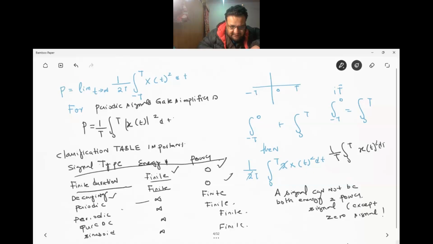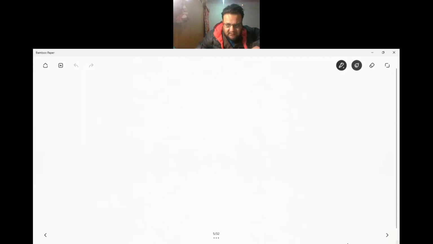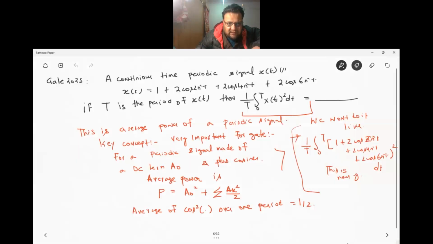A periodic signal has infinite energy and finite power. Remember, a power signal has infinite energy, whereas an energy signal has zero average power. So this is the case scenario over here. The table I've already made. Okay, let's go to the next slide.